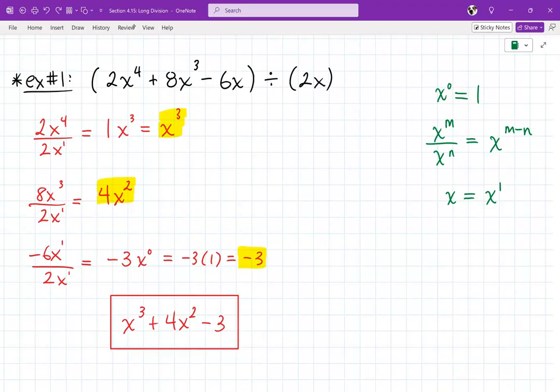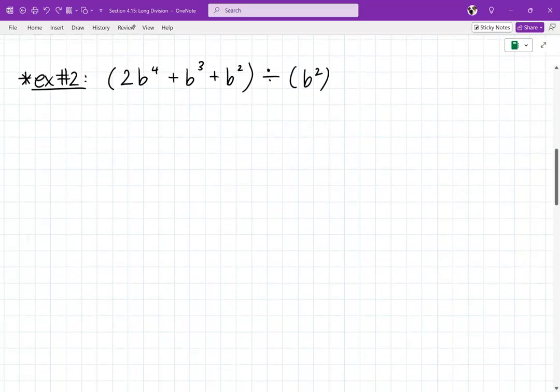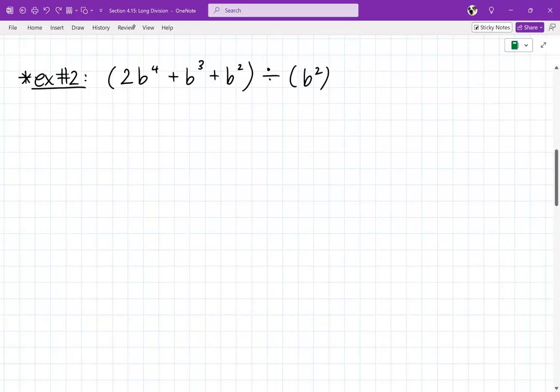So are we okay with this one? We're going to do one more like this, and then we'll move on to the ones that are a little more tricky, okay? So I have 2b to the fourth plus b cubed plus b squared, divided by b squared.